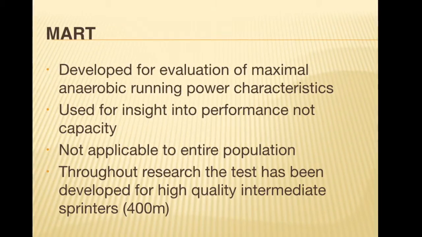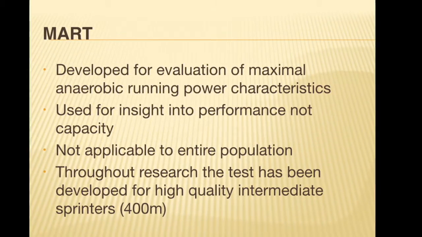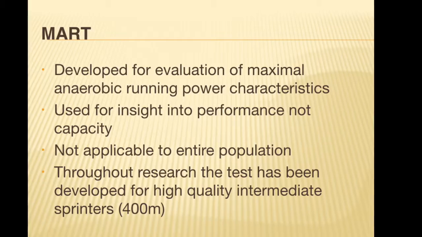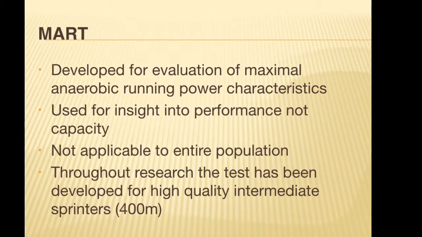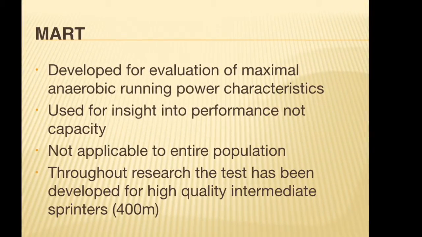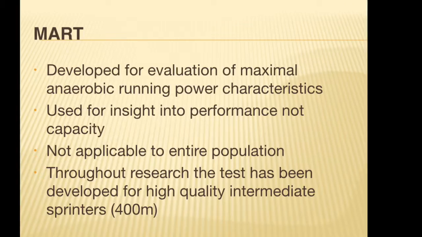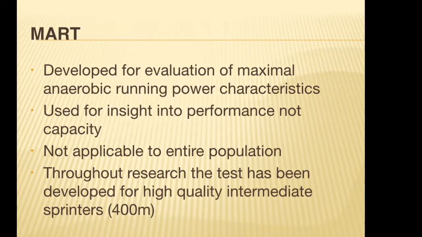And because of this, it is not applicable to the entire population. So throughout research, the test has been developed specifically for high-quality intermediate sprinters. I have in parentheses there the 400-meter. I suppose that this test could be used for 800-meter runners as well, as the 800-meter is an intermediate race.